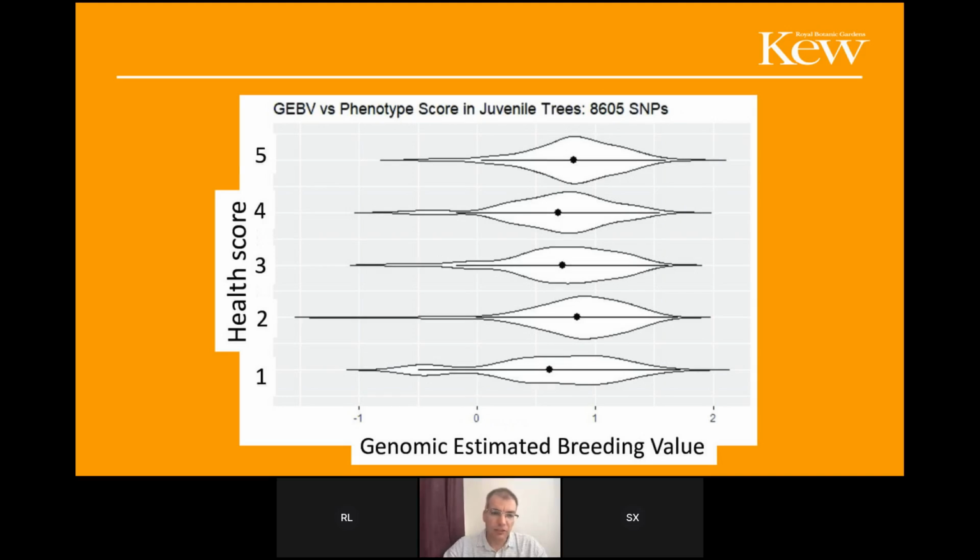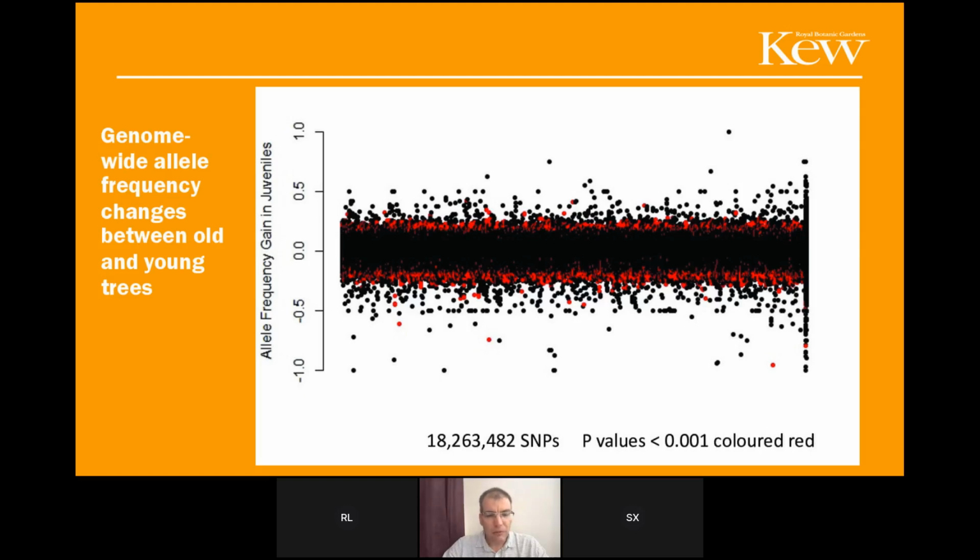We looked at the younger trees as well. We did genomically estimated breeding values for them, and we compared them to their health score. And again, unfortunately, we were not able to accurately predict the health of the trees based on those models. We're still working on this, and we want to try training the models based just on the data from this population. And we're also working on looking for differences between the old trees and the young trees.